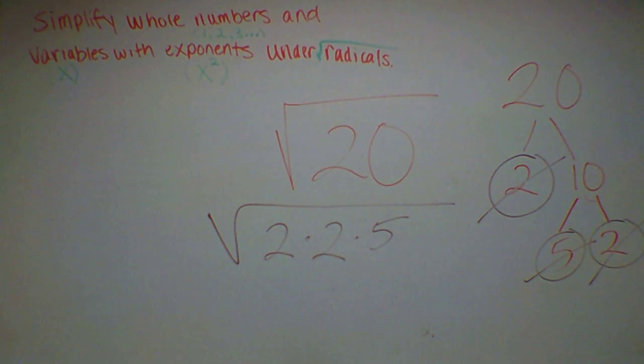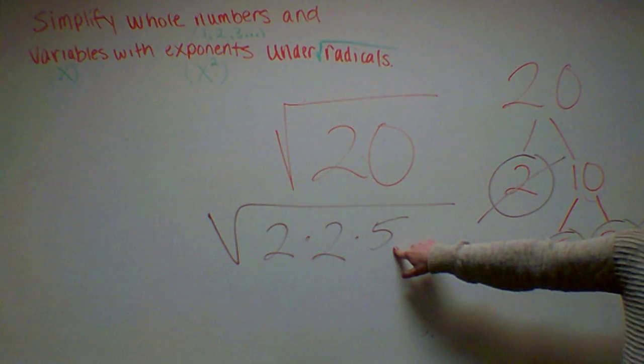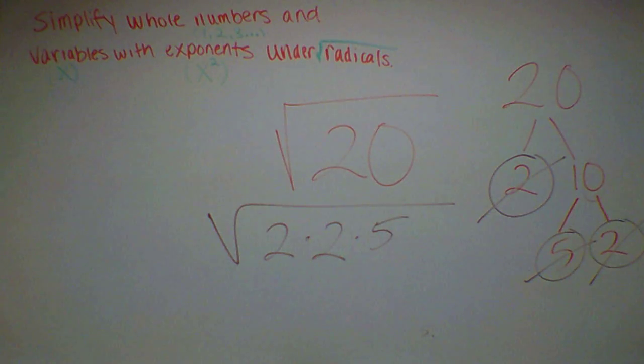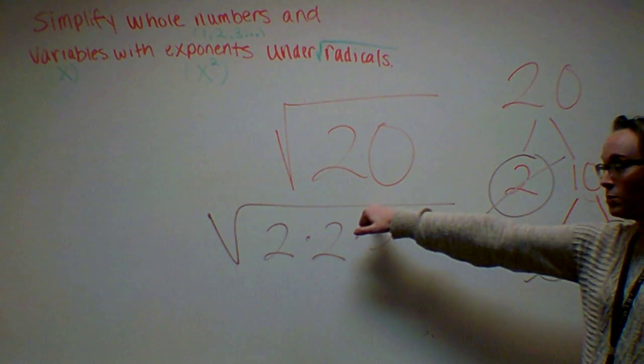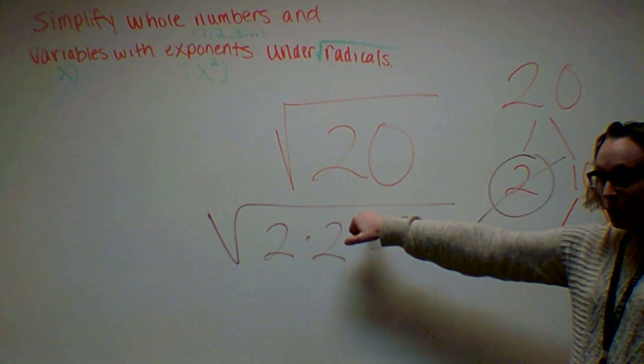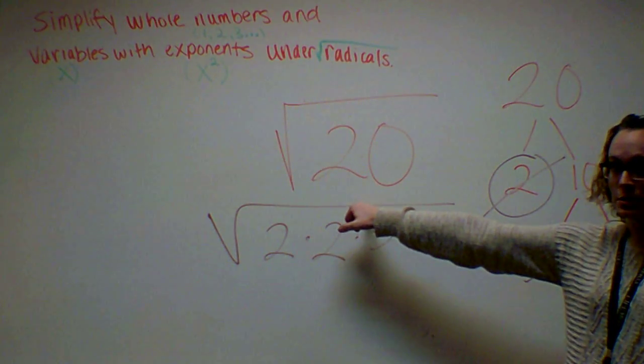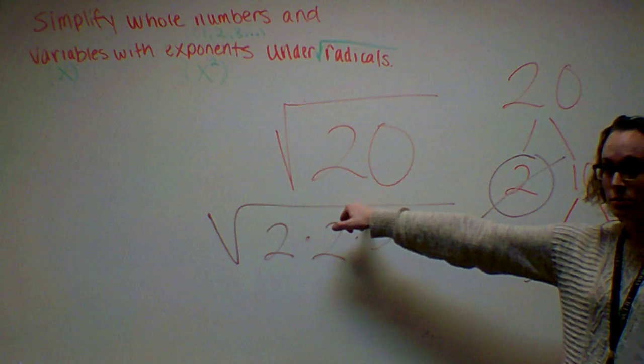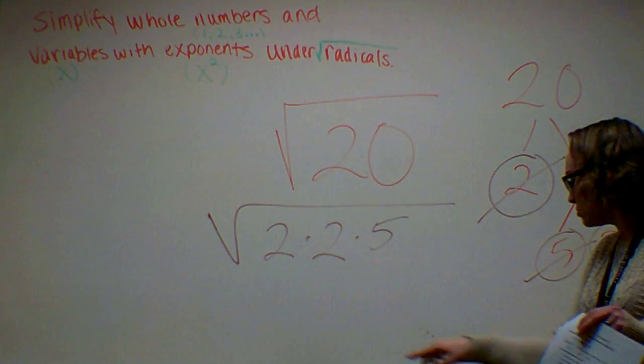Okay. So that was our second step. We wrote all of these under the radical. Our third step is we need to circle groups of 2. We're circling groups of 2 only because this is a square root. If it was a cube root, we'd circle groups of 3. If it was a fourth root, we'd circle groups of 4. So all these have square roots, we're going to circle groups of 2.